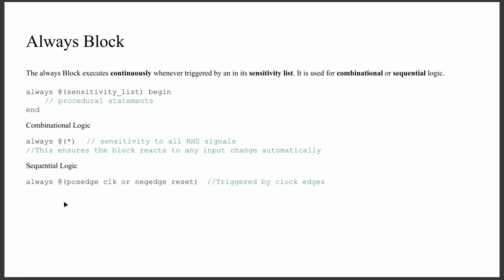In combinational logic, you would make sure that you're sensitive to all signals. This ensures the block reacts to any input change automatically. In sequential logic, you would usually be triggered by clock edges.